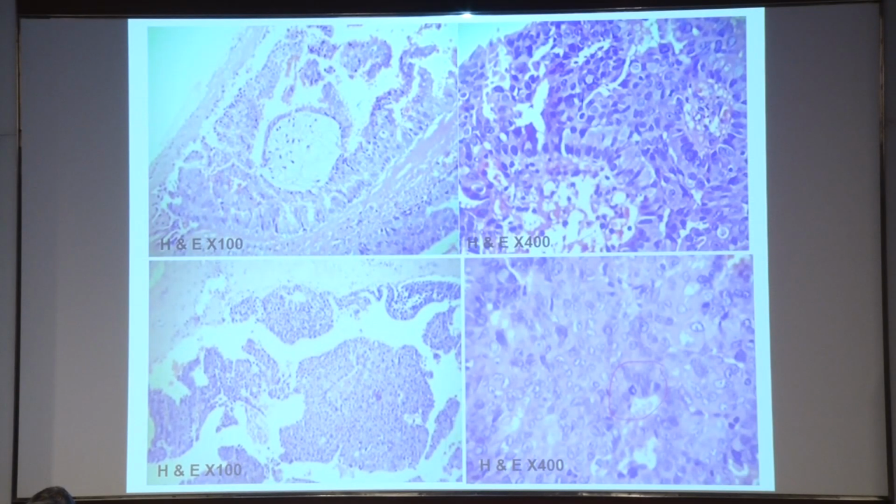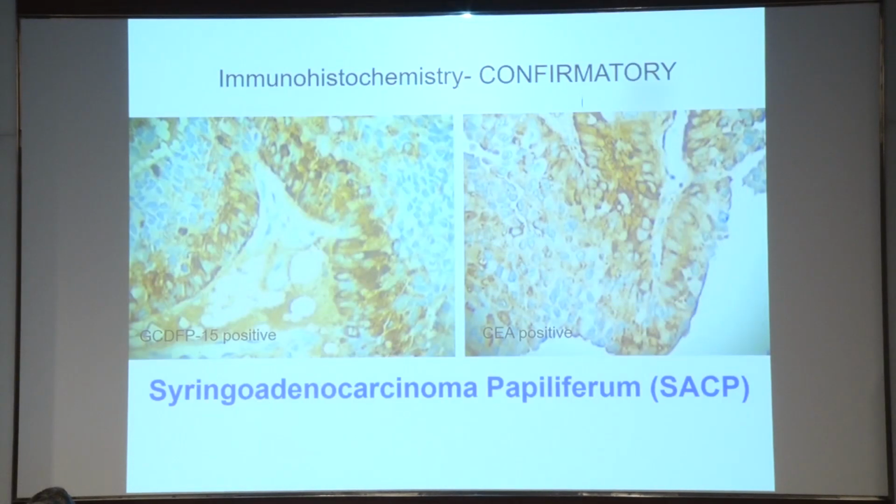In fact, these are the differential diagnoses that I kept in mind when this patient walked in. Well, it was very surprising for us what we saw. There was so much glandular tissue over there, and this came out to be a syringoadenocarcinoma papilliform, SACP. Well, this is a very rare tumor, but these tumors also are seen in clinical practice.